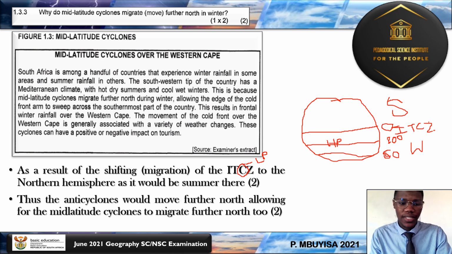If you think about the next one, it says that the anticyclones will be able to move further north, allowing the mid-latitude cyclones to migrate further north too. So when the ITCZ goes to the northern hemisphere, it allows for anticyclones to move further north, which allows for the free movement towards the north of the mid-latitude cyclones. So let's look at the next question.